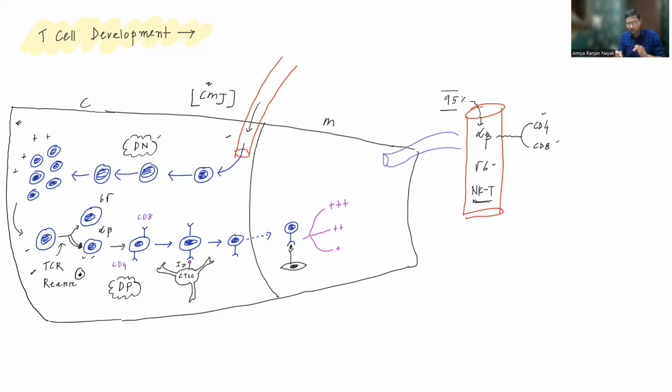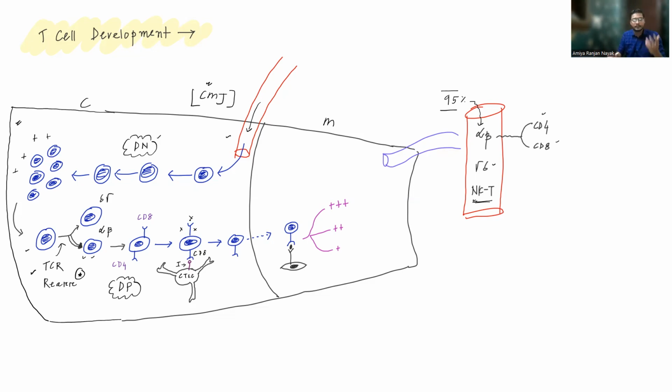So basically, this cortical thymic epithelial cell will express both MHC class 1 and MHC class 2 molecules. Some of the double positive T cells can interact with the MHC class 1 molecules with the help of the CD8 co-receptor. Those T lymphocytes will down-regulate their CD4 expression, and ultimately they will have only the CD8 molecule.